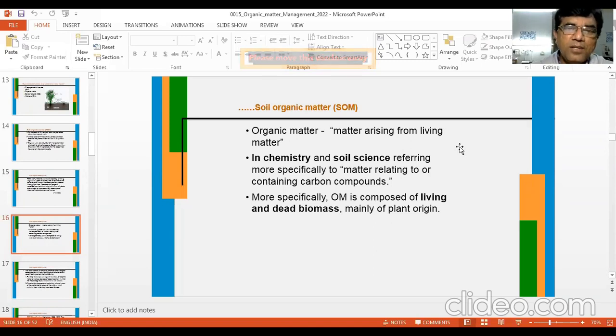If you are asked what is organic matter, you can say that matter arising from living matter is organic matter. So that kind of thing can be answered, the simplest definition.